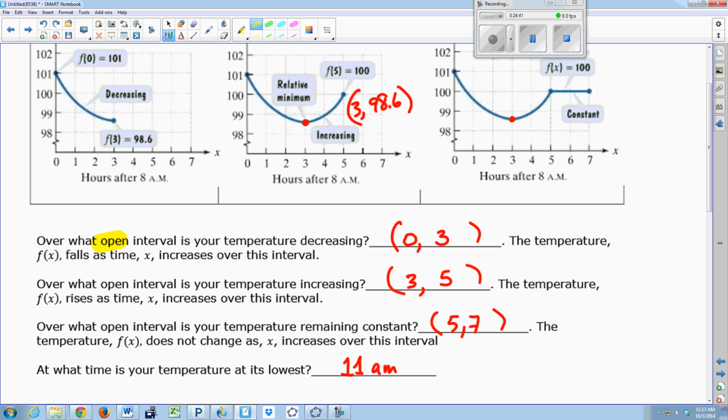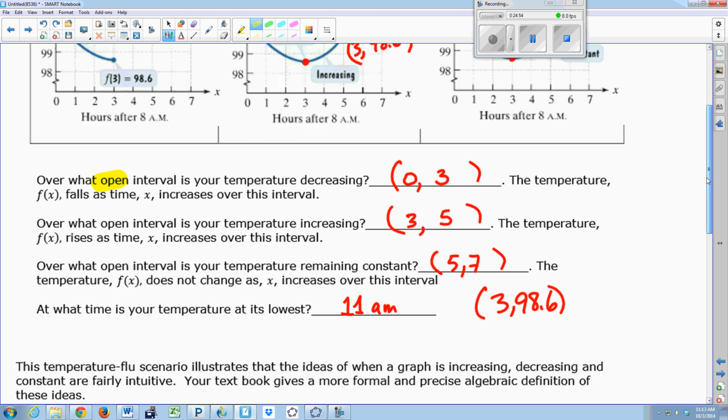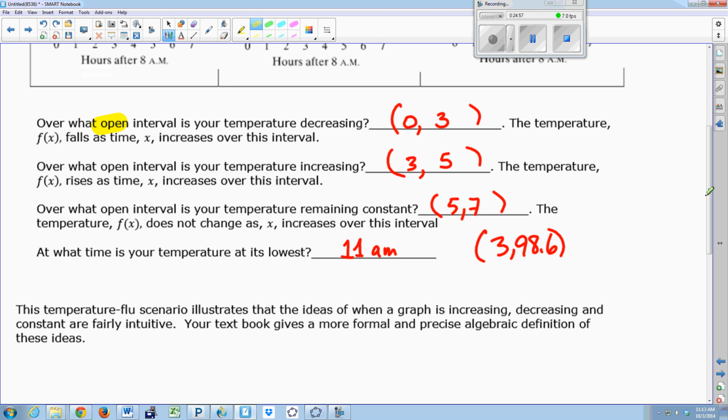So let's do this one more time. I did it after you handed in your first project. I'm going to do it one more time because some of you still need help with this. If I ask you to interpret what these coordinates mean with a sentence or two, you write down the coordinates. It always helps if you put the units in, and this one is hours after 8 a.m., comma, 98.6 degrees Fahrenheit. If you do that, your sentence is written for you.